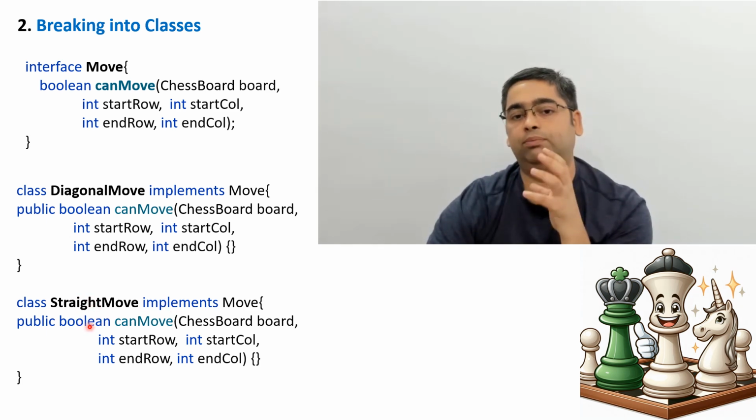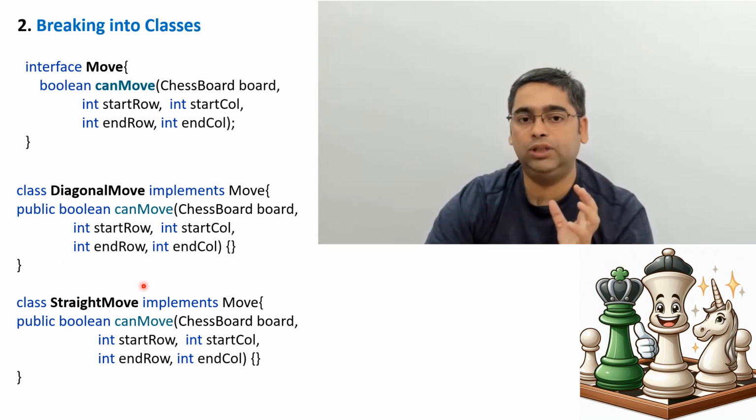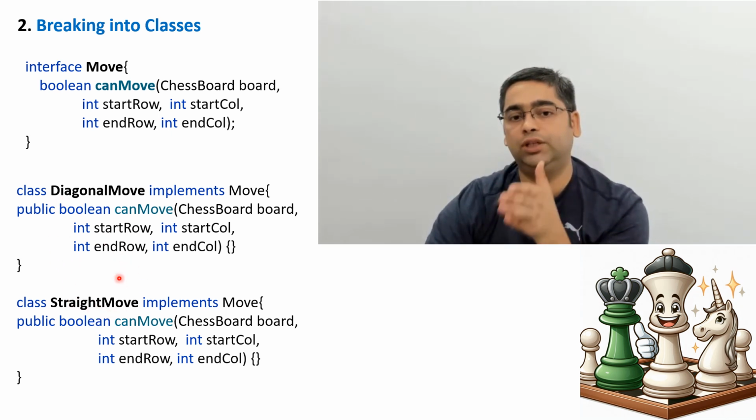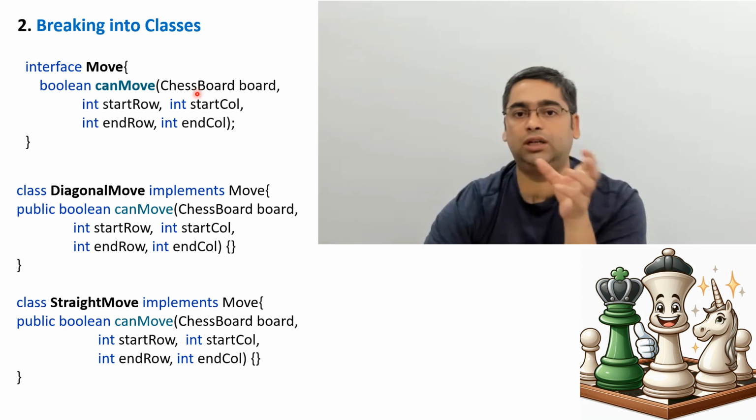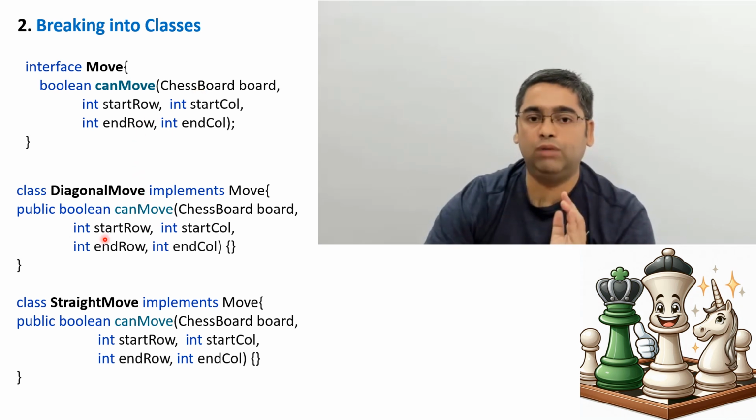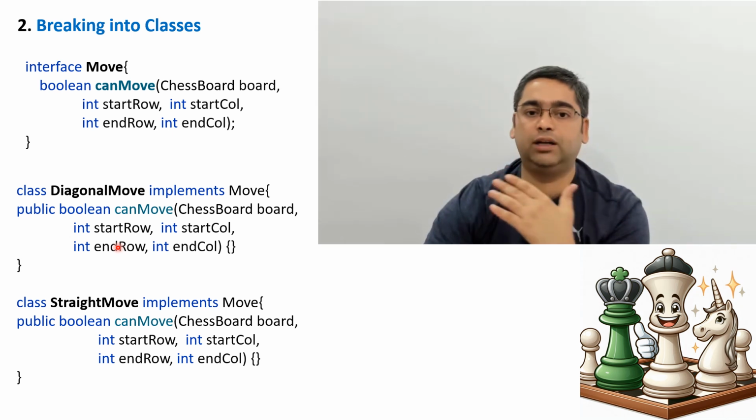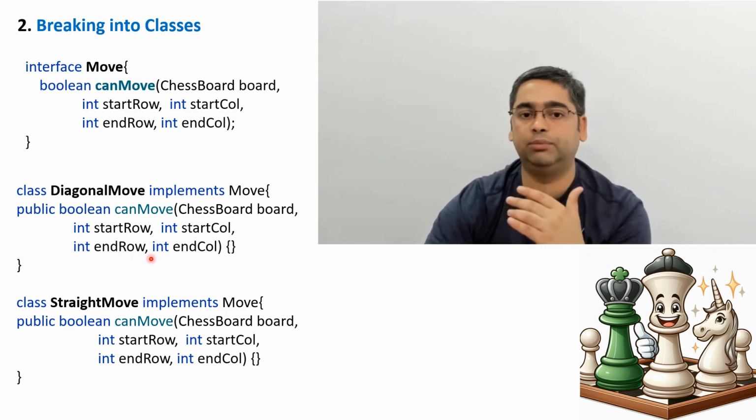So I have kept the logic of both horizontal and vertical move in the class straight move. For both these classes, we are using a strategy design pattern here. Both these classes implement the move interface, which has the can move method. The chessboard class keeps all the different chess pieces, and it is initialized using the two-dimensional string array that we just saw. And diagonal move will have the logic to track whether the start and ending positions are diagonally opposite and there is no piece in between.